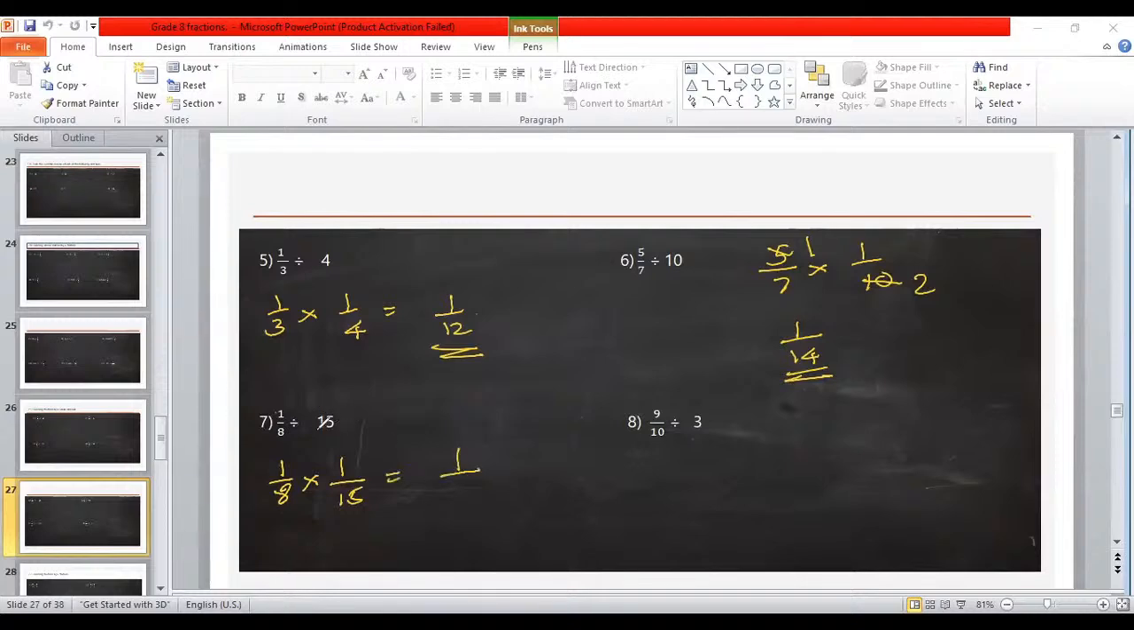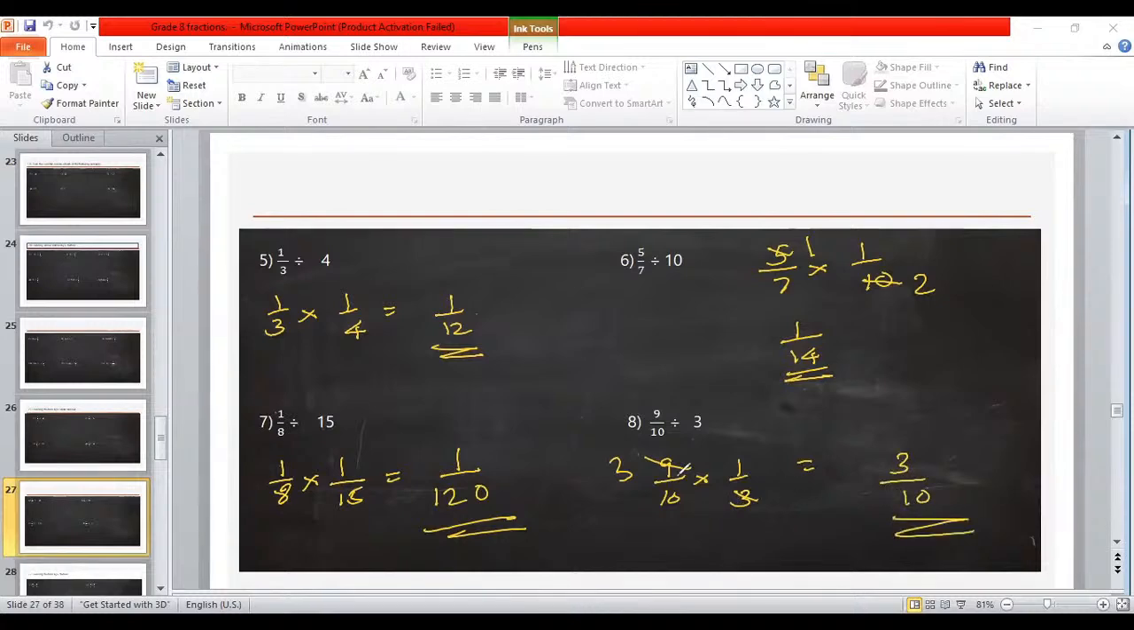Here write 1 over 15, the reciprocal of this. Then 15 into 8. 1 over 8 times 5, 40. 4 remain. 8 times 1, 8 and 420. This one also: 9 over 10 multiplied by 1 over 3. How many 3's? 3. 3 over 10.